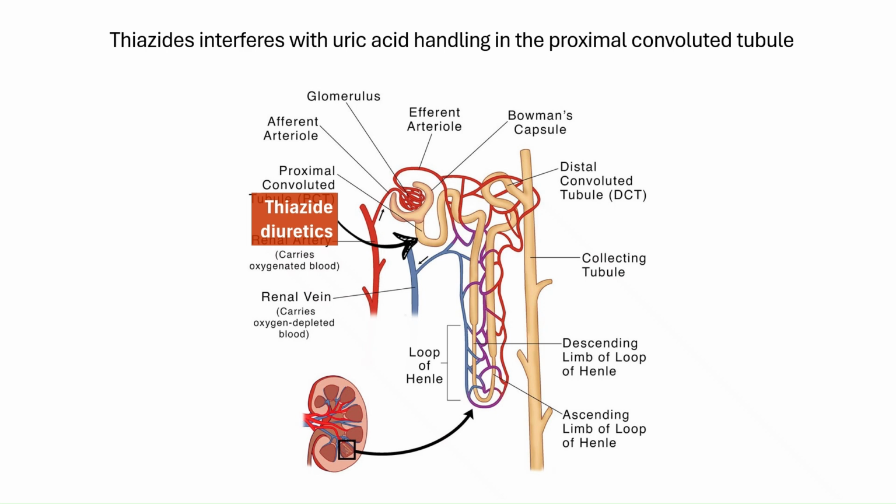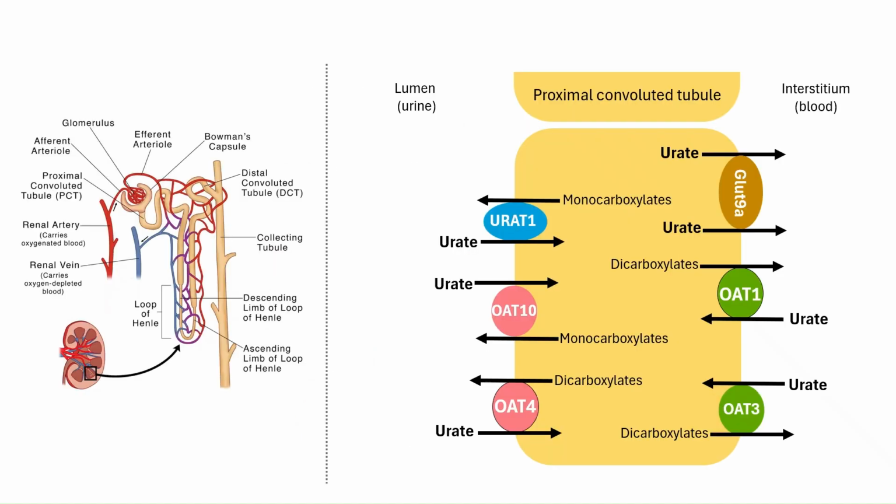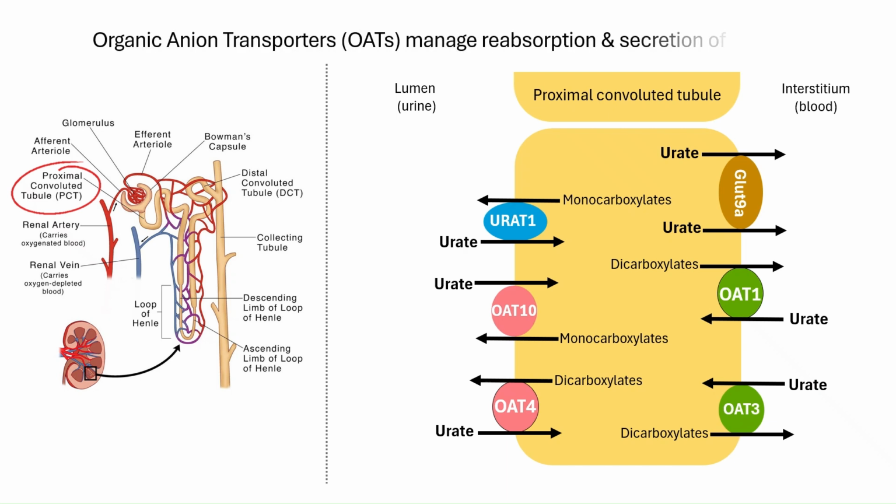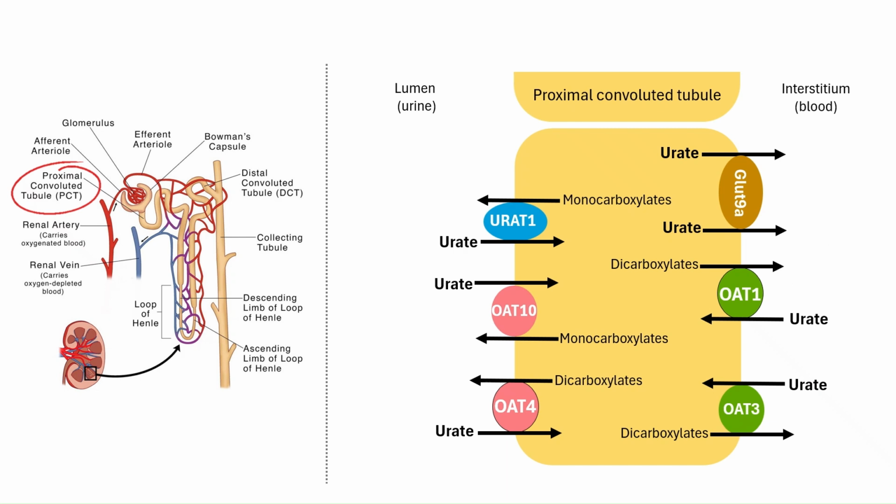Let's break it down. Inside the proximal tubule, specific transporters manage the reabsorption and secretion of uric acid. Two key players in this process are organic anion transporter 1, or OAT1, on the basolateral membrane, and OAT4 on the apical, or luminal membrane. Here's how thiazides disrupt things.